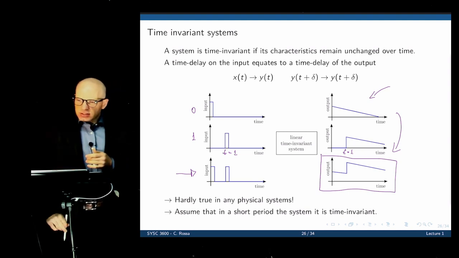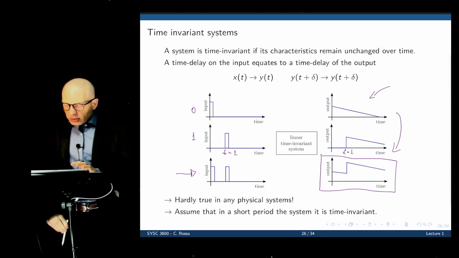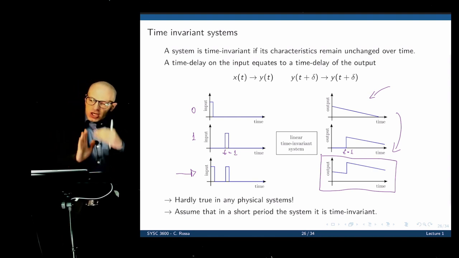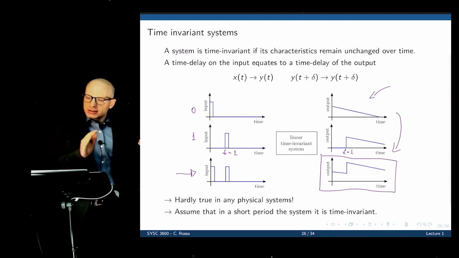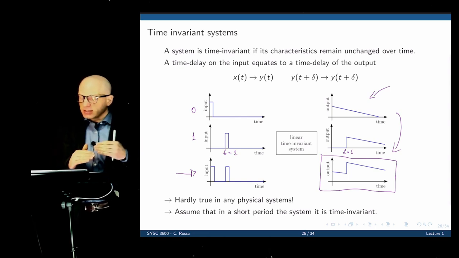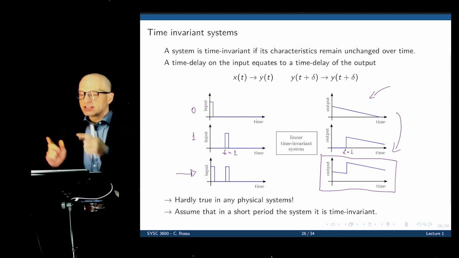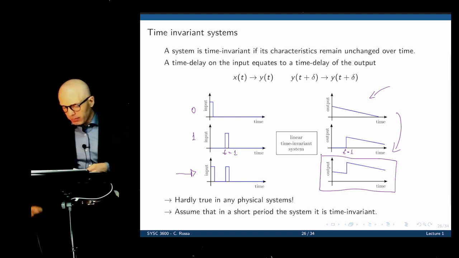Is it because the system is time invariant? No, it's because the system is linear. The effect of time invariance is observed in the fact that the shape of each individual output does not change. They are exactly the same, despite the fact that the input was applied to the system at different instances in time.